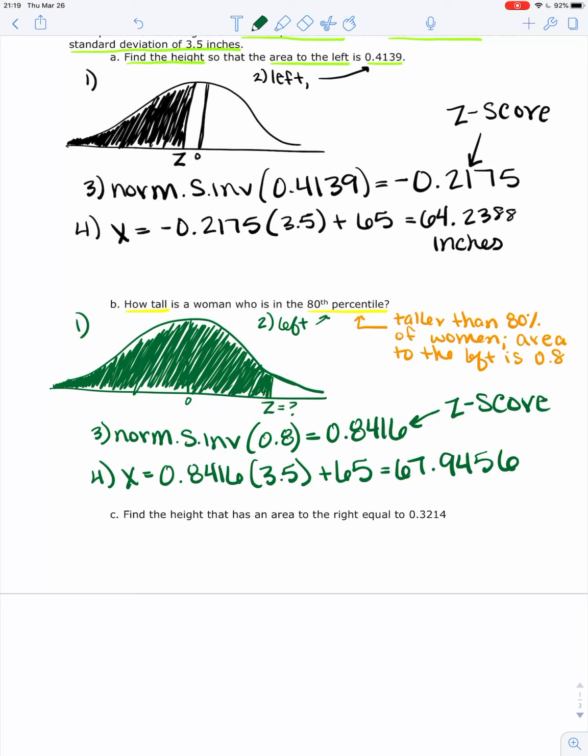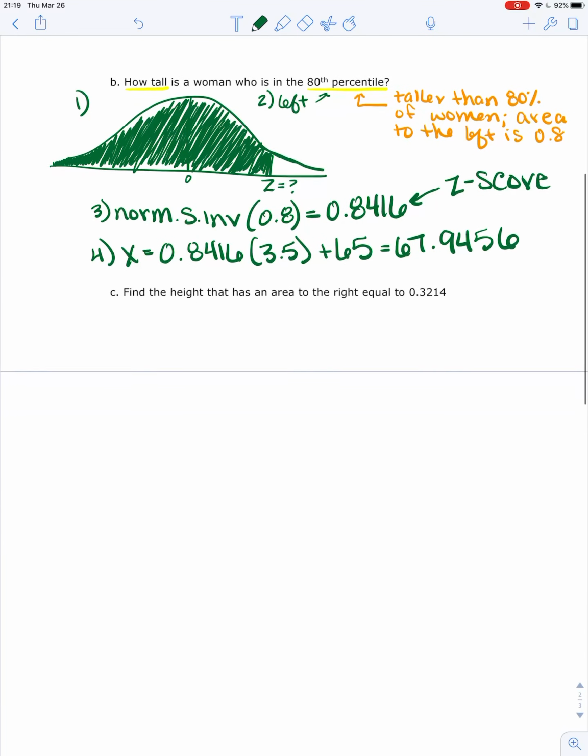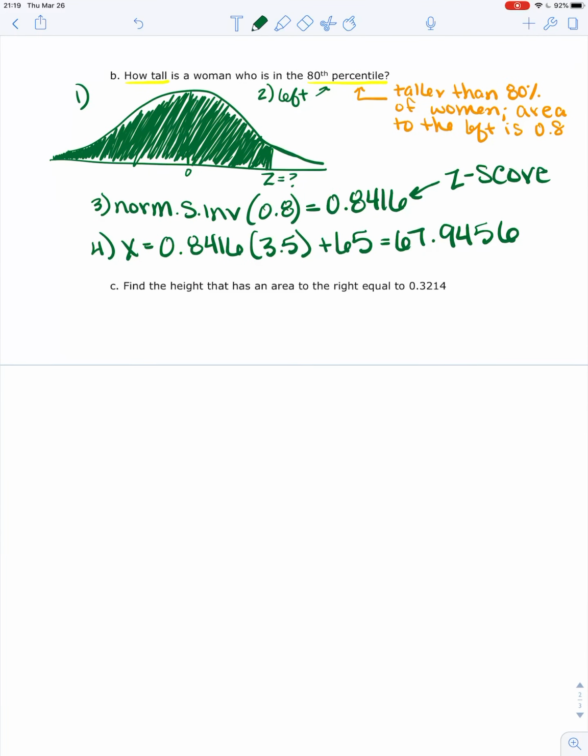So there's another example of a different way to word a question that is giving you the area to the left. Okay, so the last one, which printed kind of funny, I'm going to do it down in this bottom section. Find the height that has an area to the right equal to 0.3214.